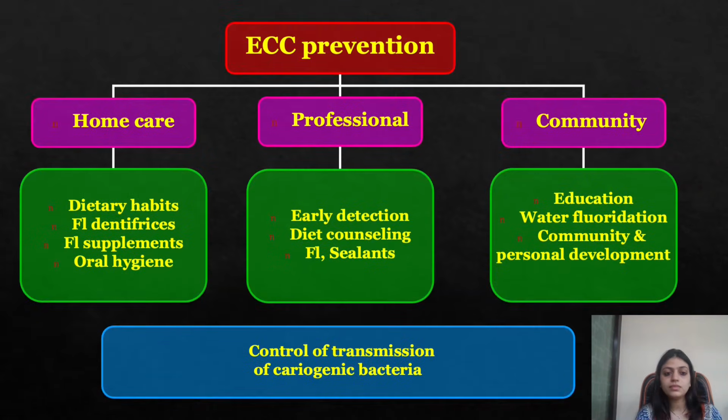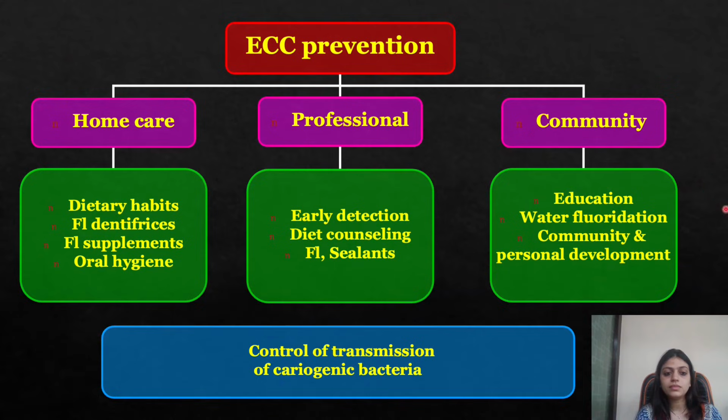This is the ECC prevention protocol. So home care, professional and community. Home care: the dietary habits have to be improved, fluoride dentifrices should be used, supplements should be used, and oral hygiene maintenance. Then professional: early detection, diet counseling, fluoride, sealants. Then community: education, water fluoridation, community and personal development, and control of transmission of cariogenic bacteria. That is the whole idea of it.